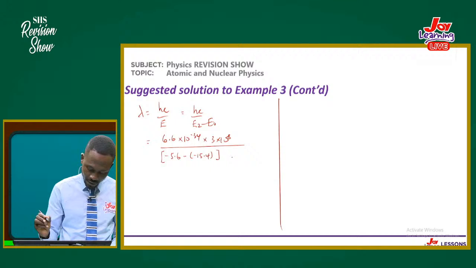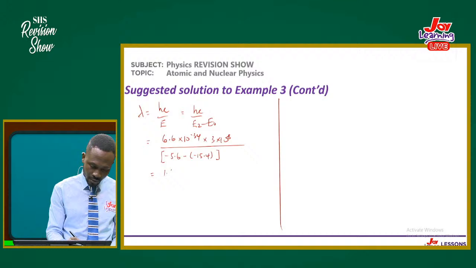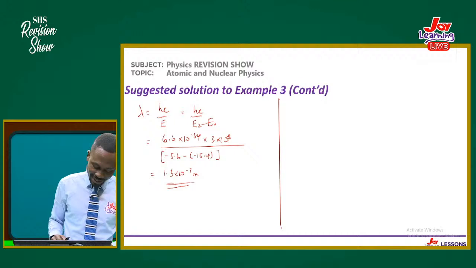Going for that, lambda is 6.6 times 10 to the power negative 34 times 3 times 10 to the power 8, all over, when you work out the bracket in the denominator, you get 9.8 times 1.6 times 10 to the power negative 19. So the final answer is 1.3 times 10 to the power negative 7 meters, since we were asked to calculate the wavelength of the light used. Thank you, Joseph. That is correct. Excellent. We appreciate your call, Joseph.